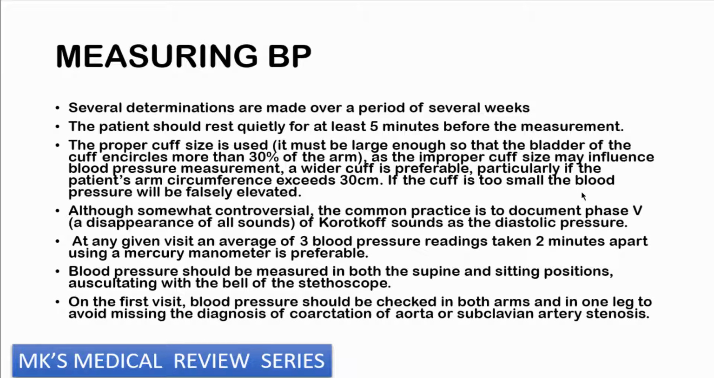Then of course the cuff that you're supposed to use, because we're going to be using a sphygmomanometer and a stethoscope, a method which is known as the auscultatory method. So you're going to ensure that the cuff is the appropriate size, so it must be large enough, because if the cuff is too small, the blood pressure readings will be very high. If it's too large, the blood pressure readings will be very low. So the rule of thumb is that the bladder of the cuff should encircle more than 30% of the arm, and a wide cuff, particularly one that doesn't exceed 30 centimeters, should be used.